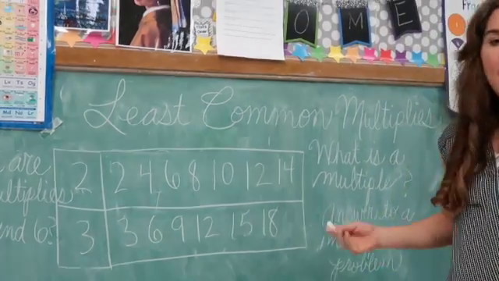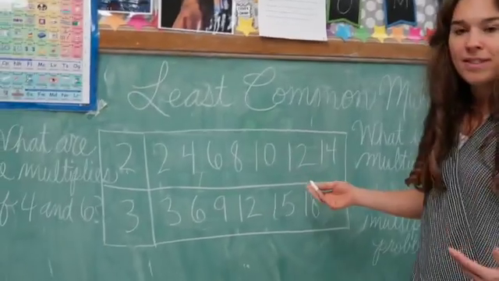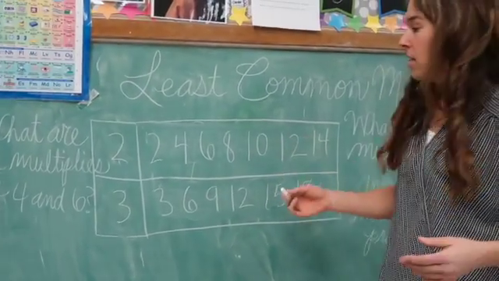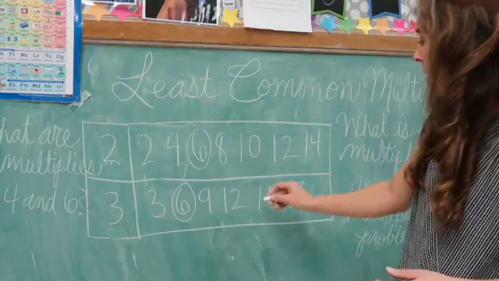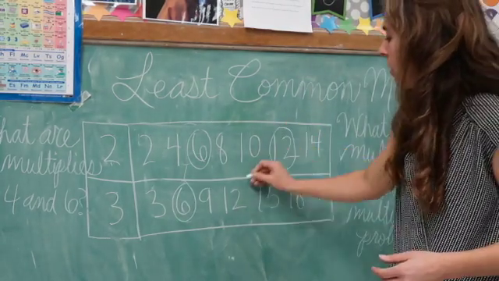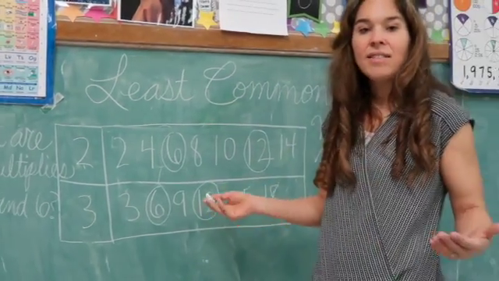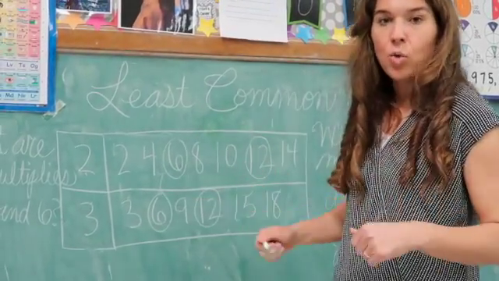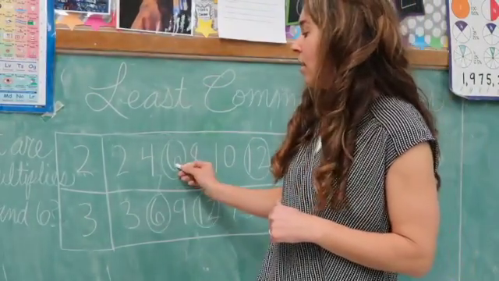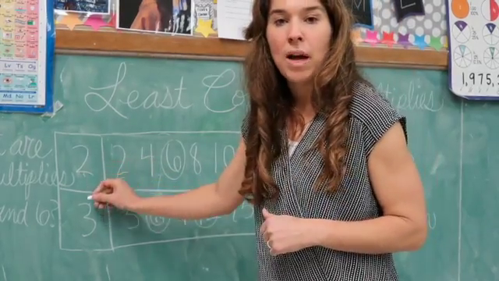All right, now let's circle the ones that are the same, or we say common. 6. Anything else? I see the 12s. Now, what is the least common multiple? If you said 6, you would be correct. 6 is the least common multiple of 2 and 3.